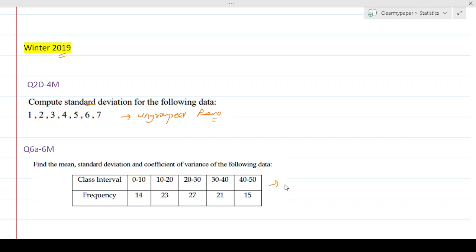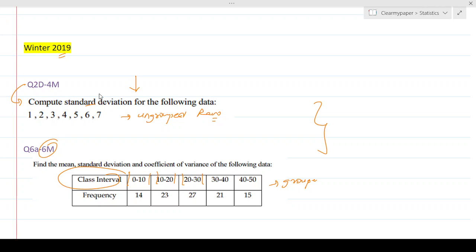And there will be something called grouped data, where the data itself will be bucketed in a particular range called a class interval over here. So these are the 2 variations that we might get in terms of high weightage of marks. This will be for 4 marks and this will be for 6 marks. So let's break this apart.